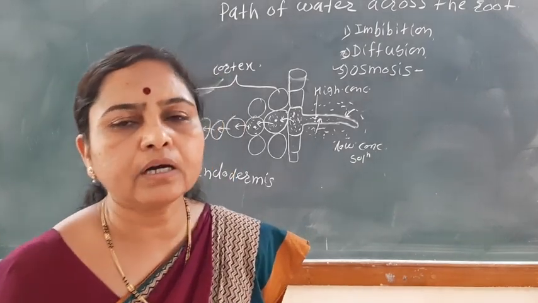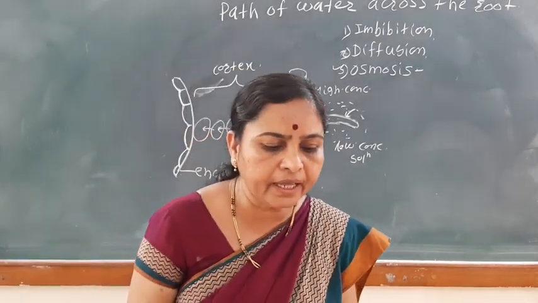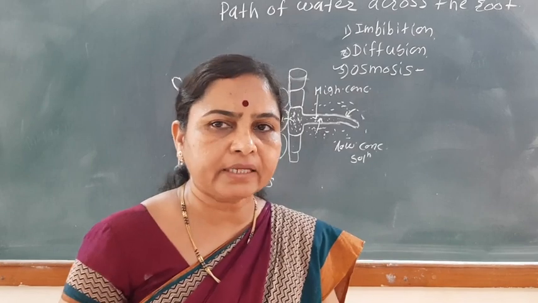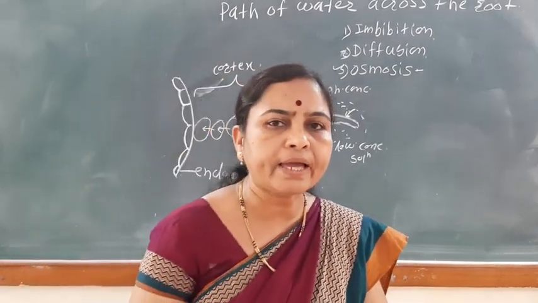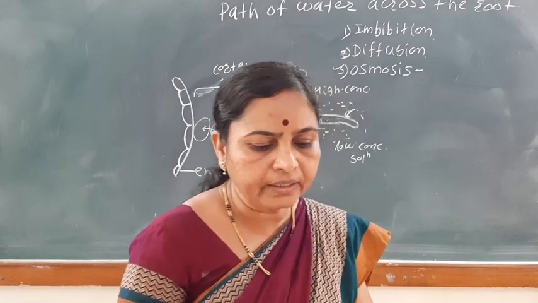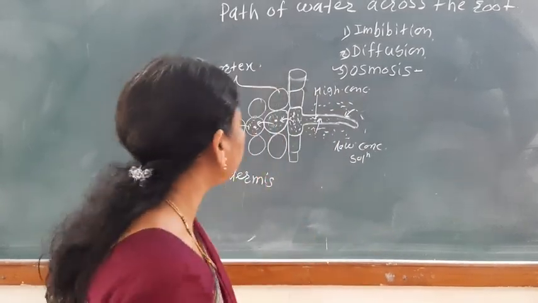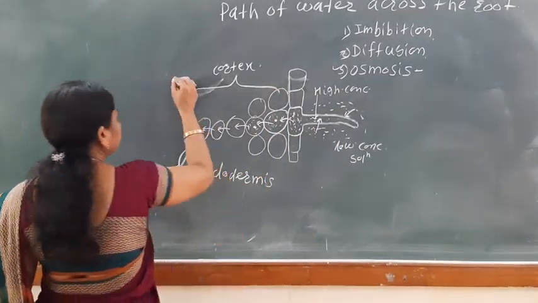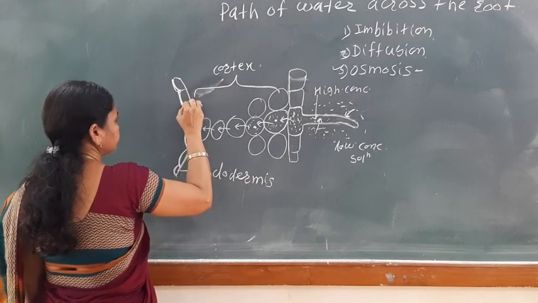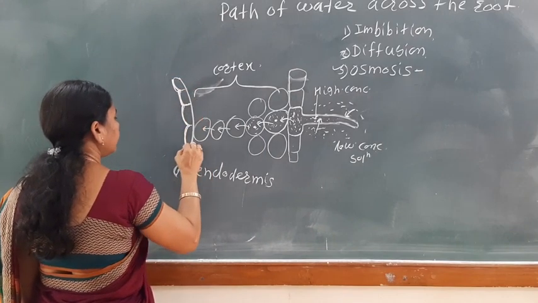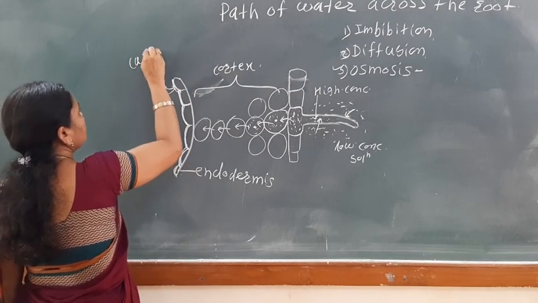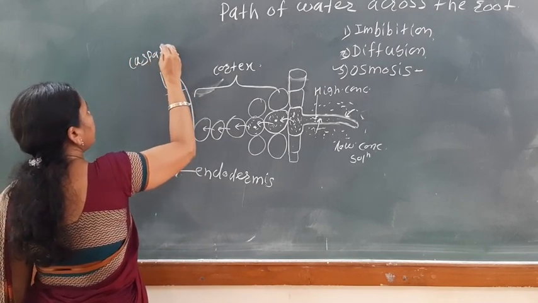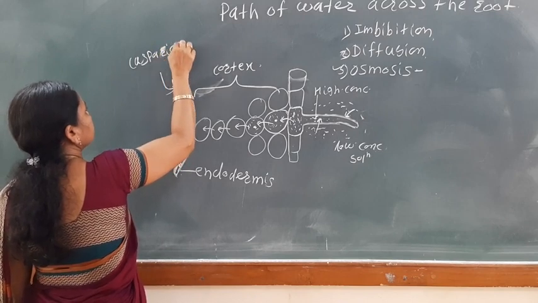We have seen this in another lecture. Here suberin is a wax-like, oily substance. So the tangential wall is known as the Casparian strip.